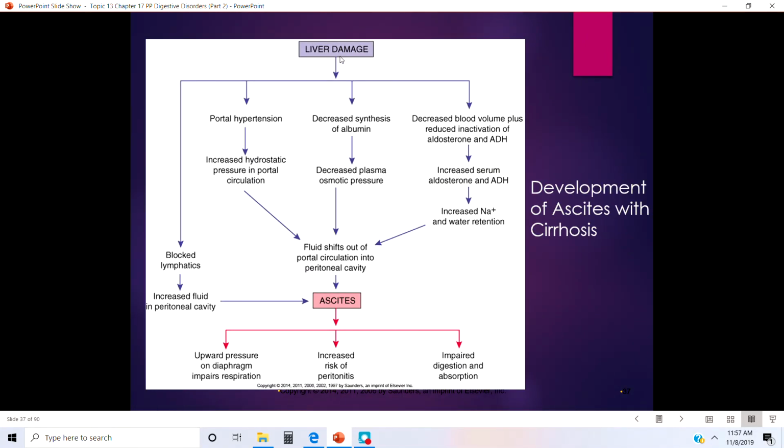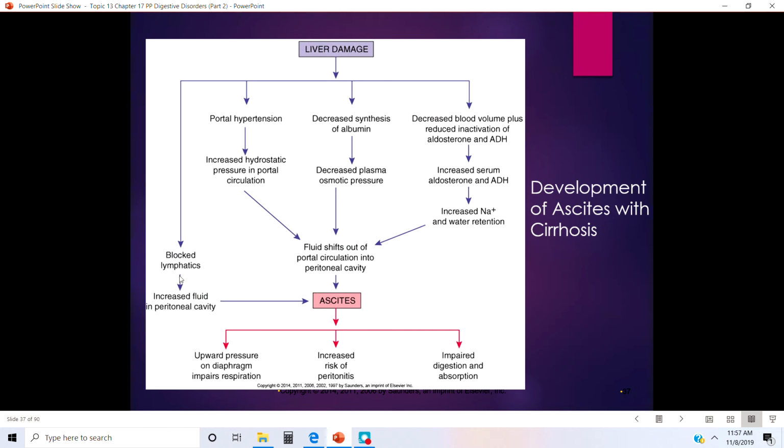Once the liver is damaged by the fibrosis, we have a couple of things that can happen. Let's go this way first. The lymphatics in the liver can also be blocked by this liver damage. I didn't really put that into the notes.